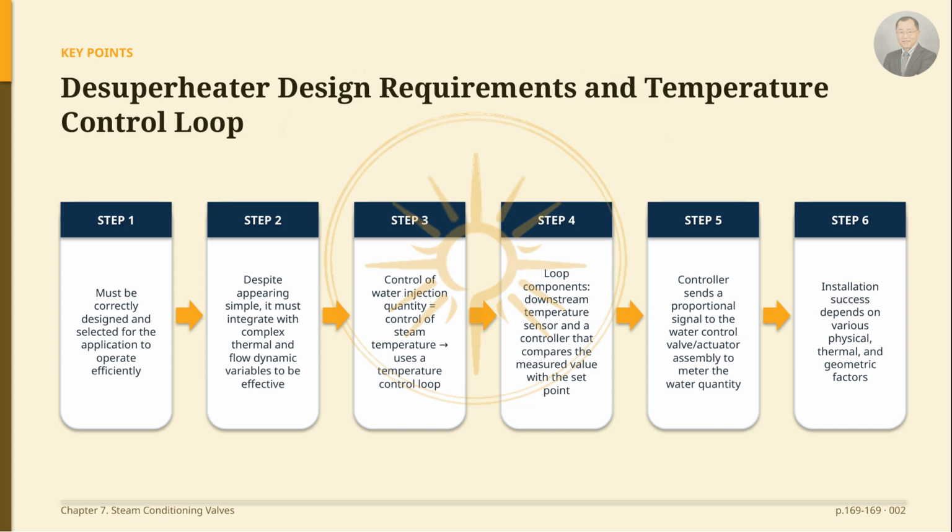Controlling the amount of water injected means controlling the temperature of the steam, and for this, a temperature control loop is used. This loop consists of three parts. First, there is a temperature sensing device installed downstream. Second, a controller that interprets the measured temperature relative to the desired set point. And finally, the controller transmits a proportional signal to a water controlling valve and actuator assembly to meter the required quantity of water. Whether a particular desuperheater installation succeeds or fails depends on several physical, thermal, and geometric factors.